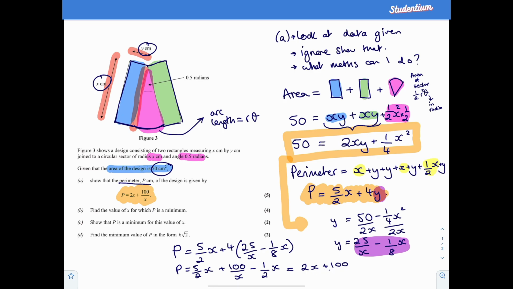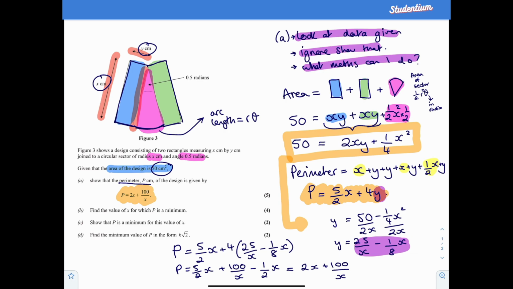So see, we managed to finish that off now absolutely perfectly. And we have there our 5 marks, all right? So my main tips, let's just mention them again. Look at the data given. Ignore the actual show that until later down the line. And just ask yourself, what maths can I do? Okay? So that there is the first part of this question.